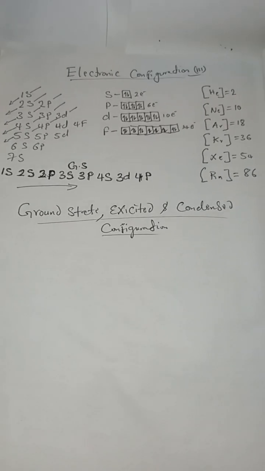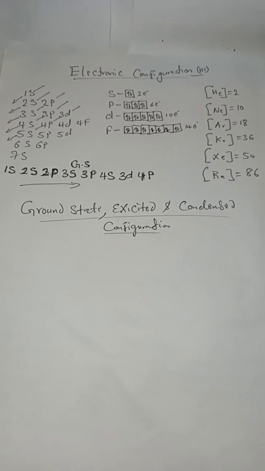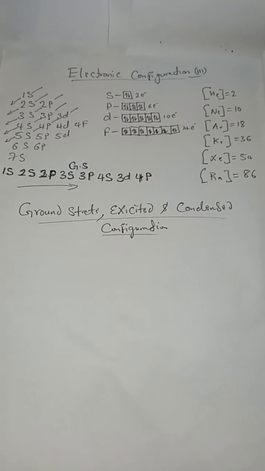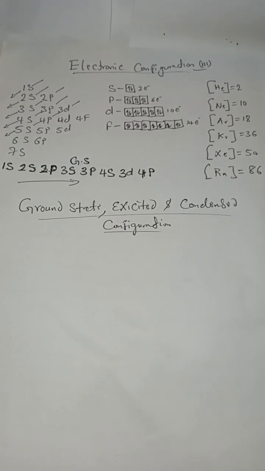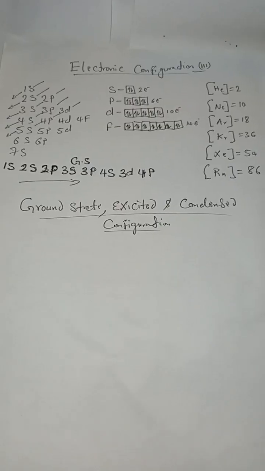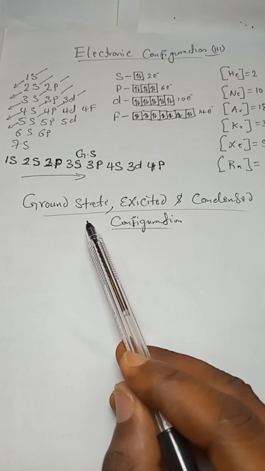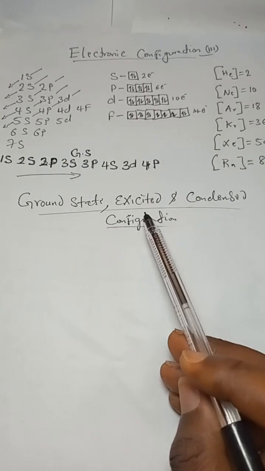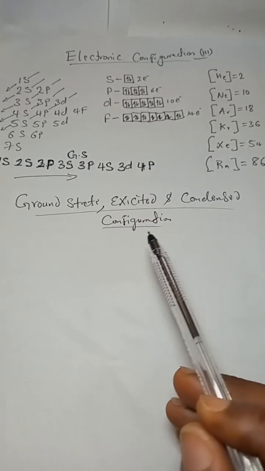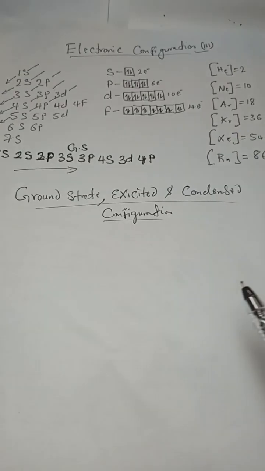In this video, we are going to continue with electronic configuration. In our previous video on electronic configuration, we defined atomic orbital, and we also said that electronic configuration is a way of arranging electrons in the orbitals of the subshell. In this video, we'll be explaining the ground state electronic configuration, the excited state electronic configuration, and the condensed electronic configuration way of writing.